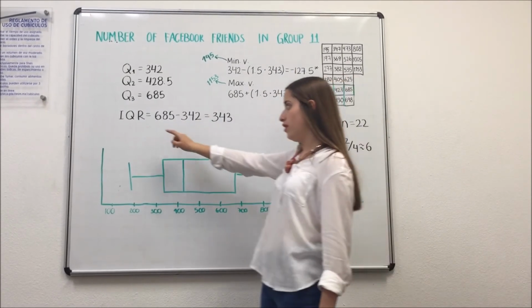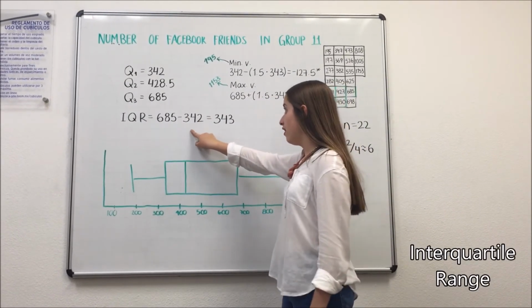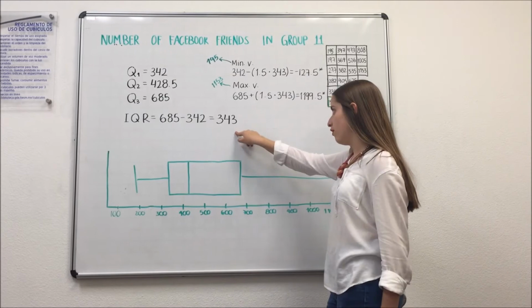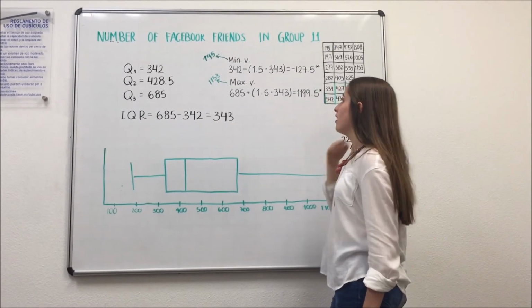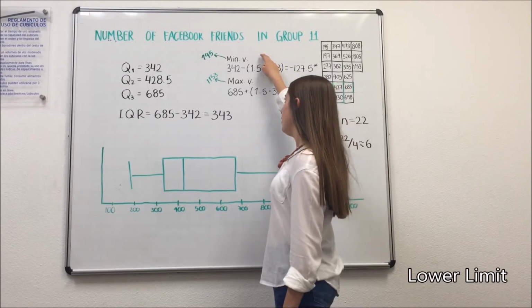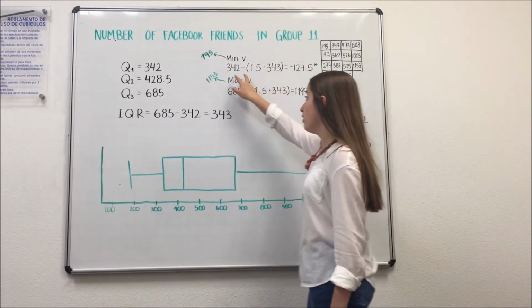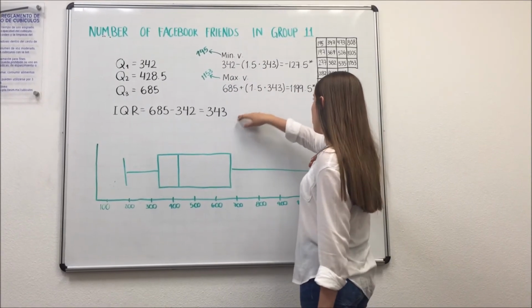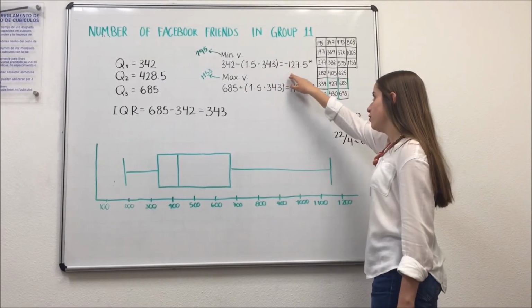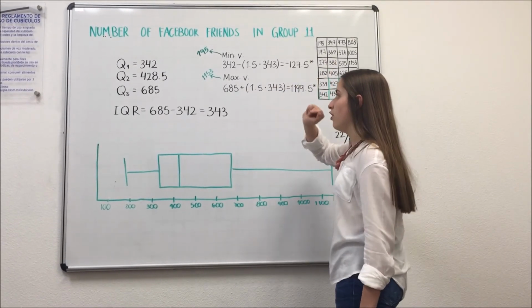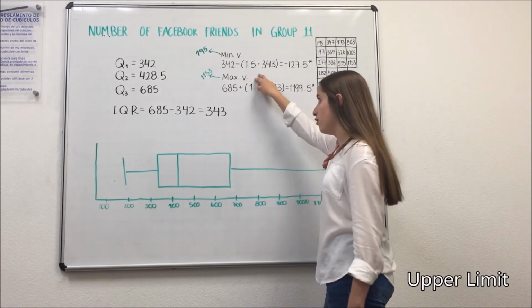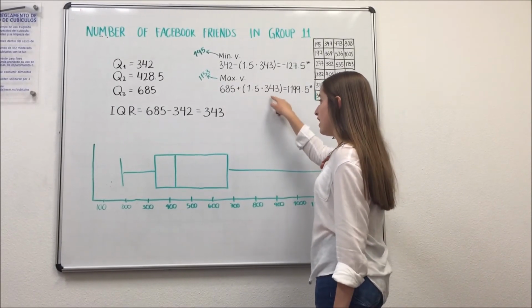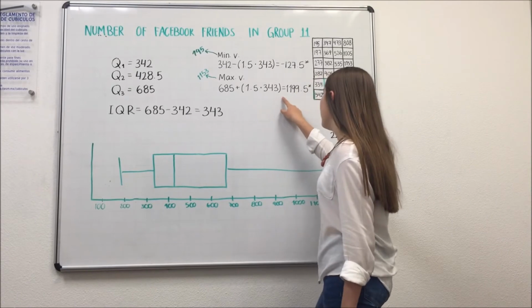Then, in order to get the interquartile range, we subtracted the quartile 1 from the quartile 3, getting a total of 343. Then, in order to get the lower limit or minimum value, we did the following. We took the quartile 1 minus 1.5 times the interquartile range, and we got a total of minus 127.5. Then, in order to get the upper value or maximum value, we did the following. We took the third quartile and we added 1.5 times the interquartile range again, getting a total of 1,199.5.